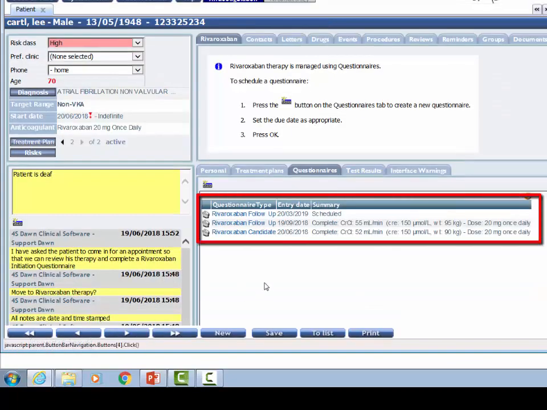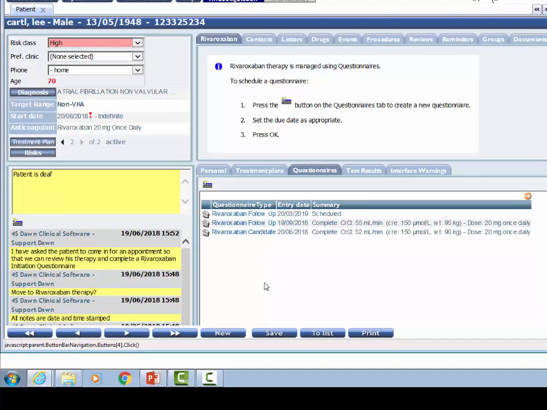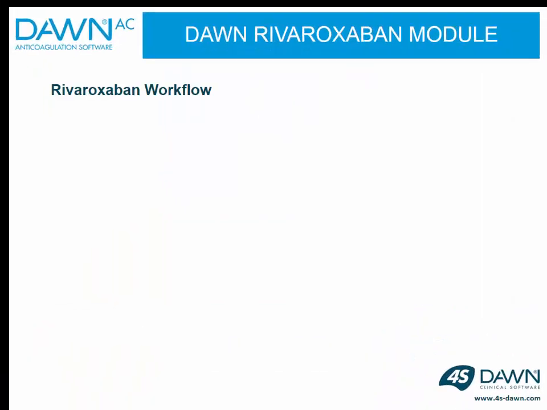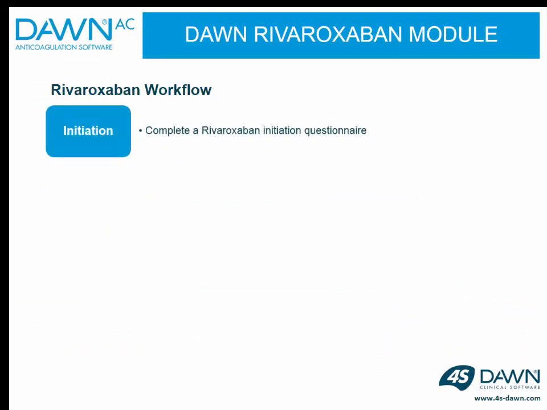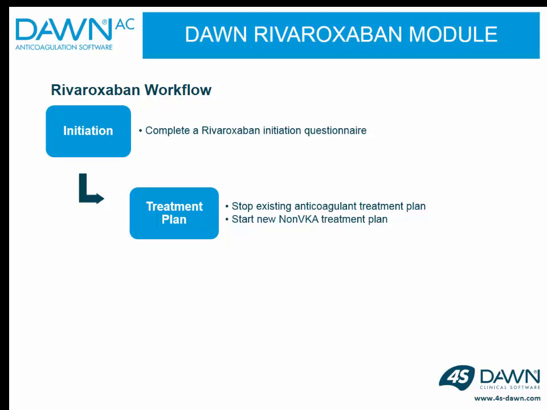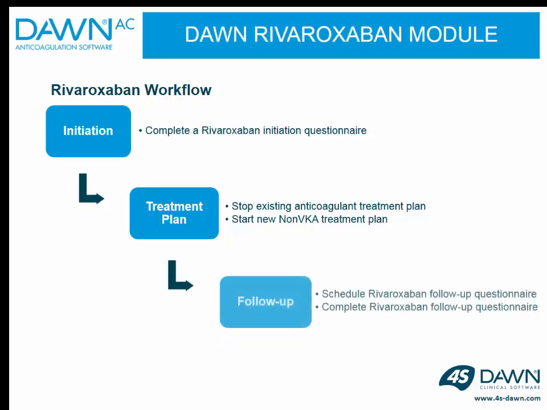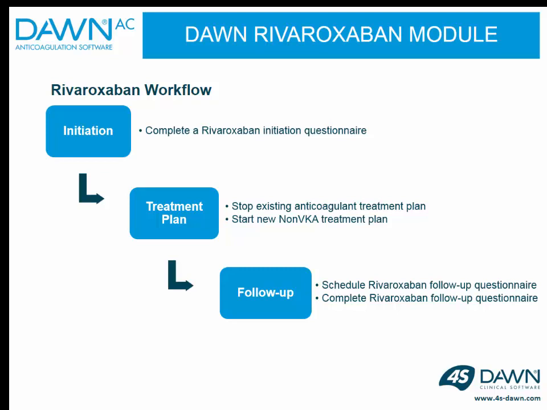And again, as earlier, you can see the next follow-up for Rivaroxaban for this patient has been scheduled for the 20th of March 2019, and the summary states that the questionnaire is scheduled. So this patient will appear on your non-VKA list views. So you can see that the workflow for initiating and following up a patient on non-VKA therapy is a straightforward and easy to use process. It also ensures continuity by enabling you to see the full anticoagulation history for the patient within Dawn AC.